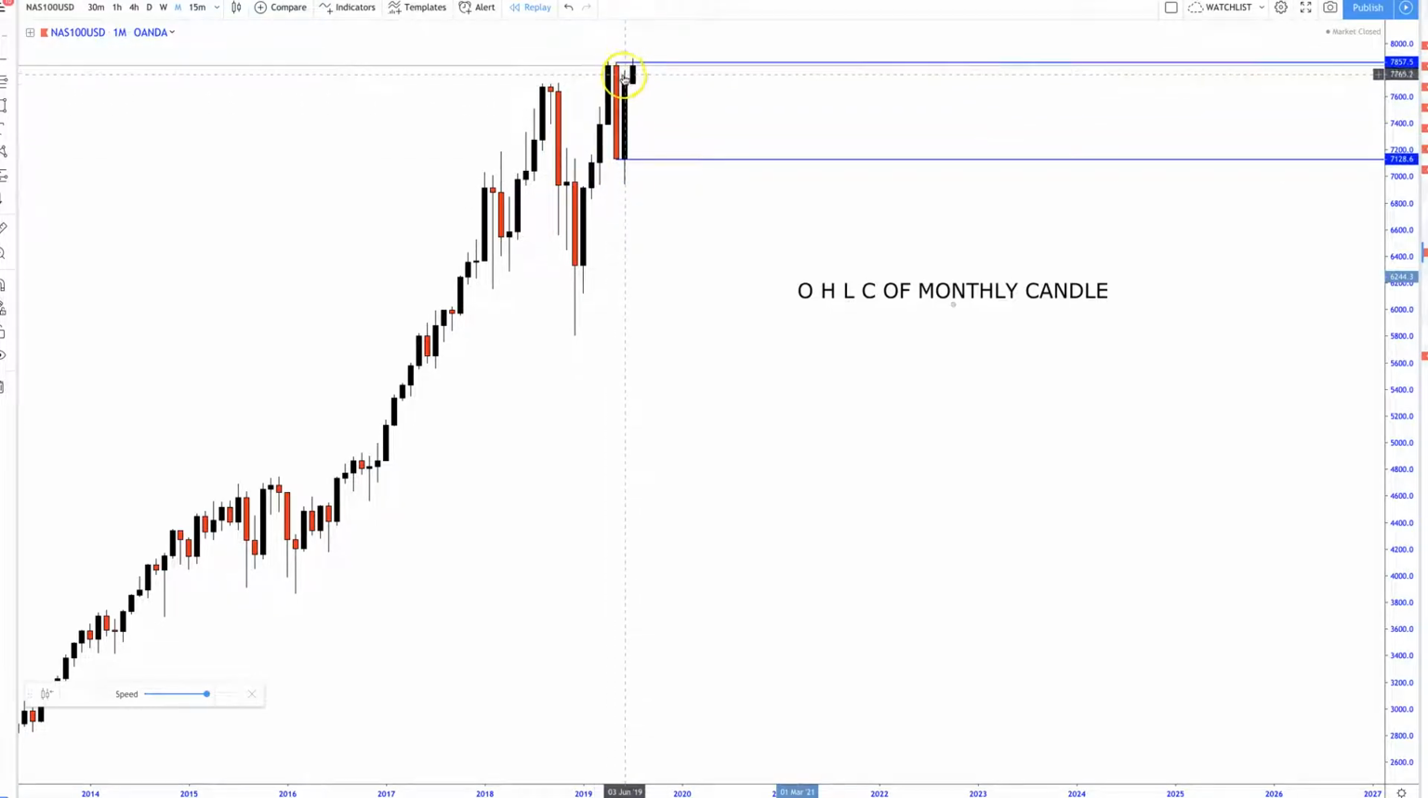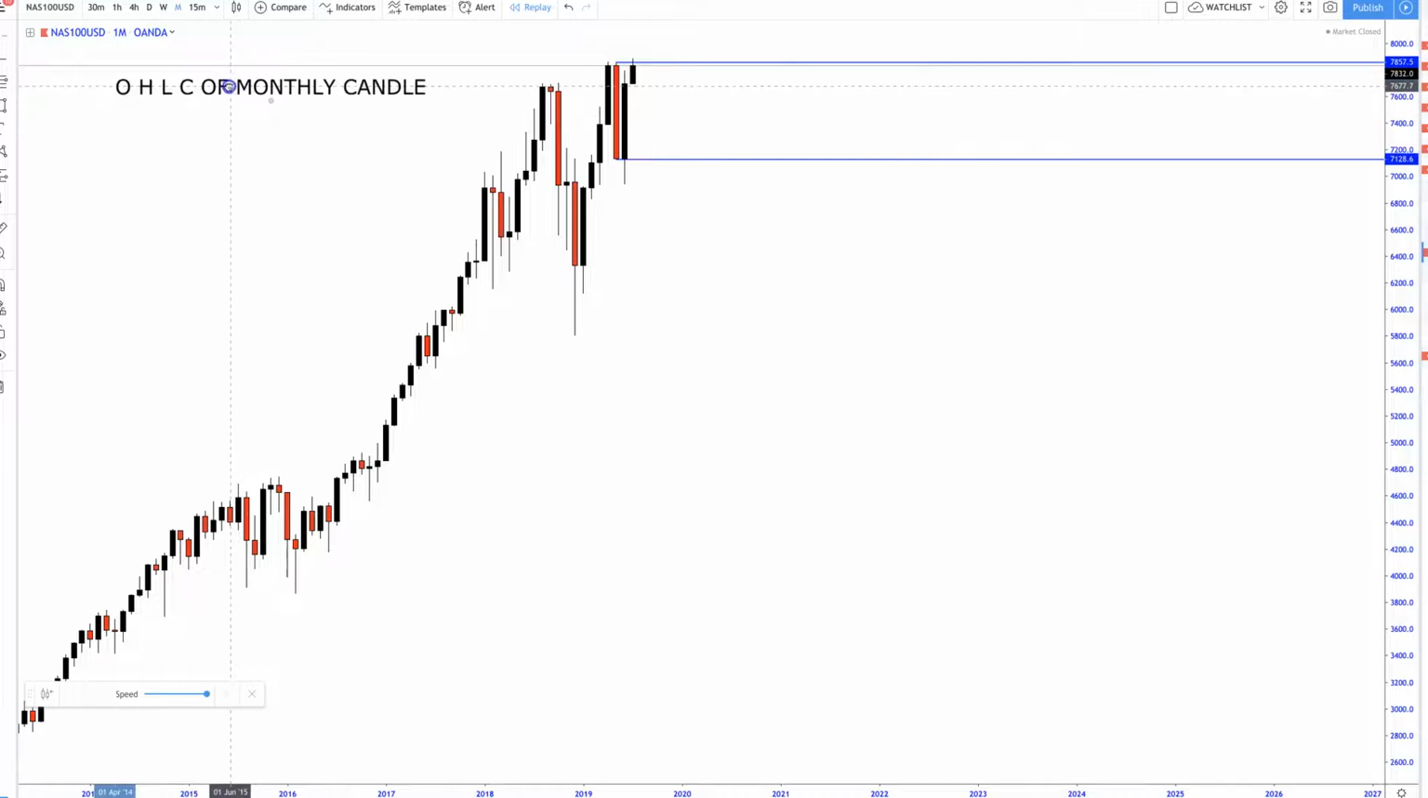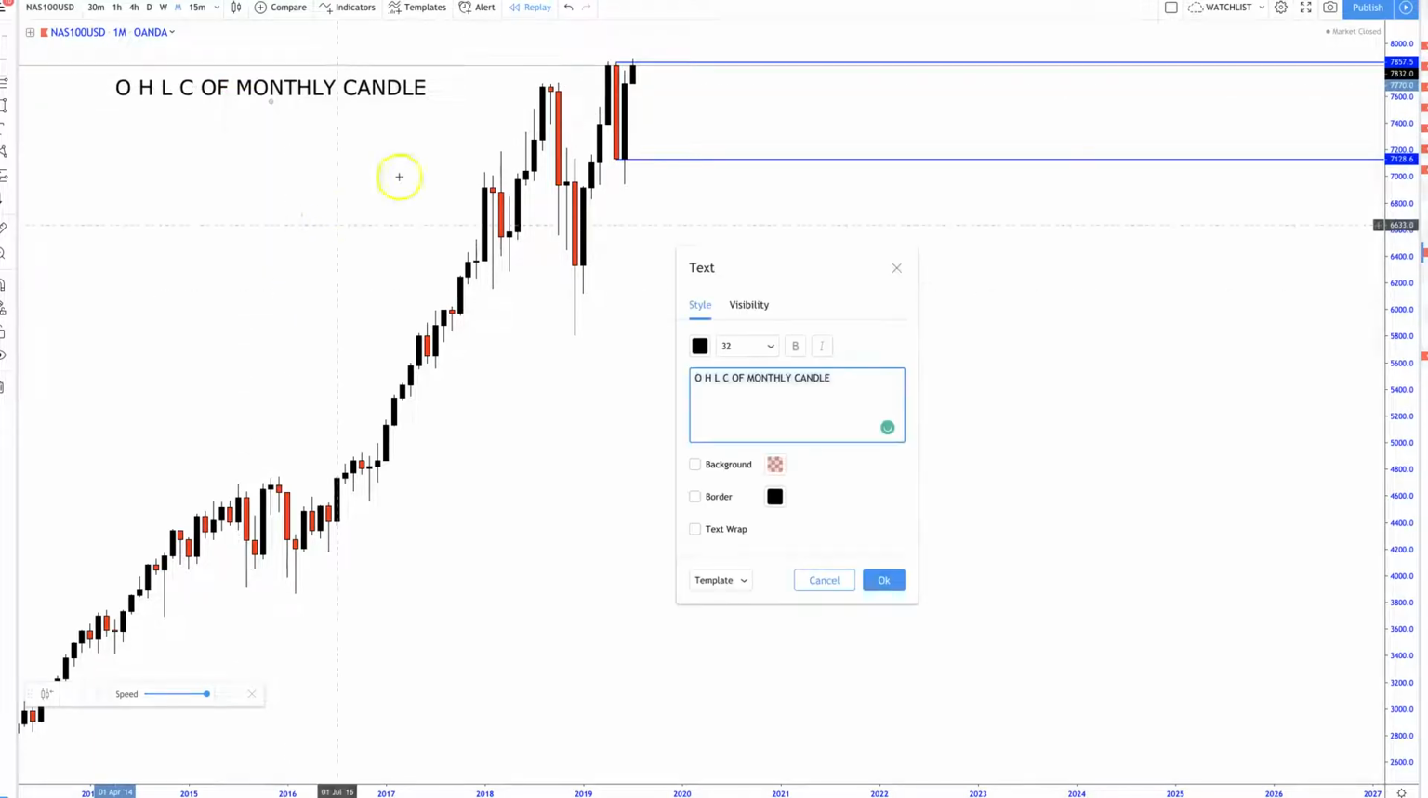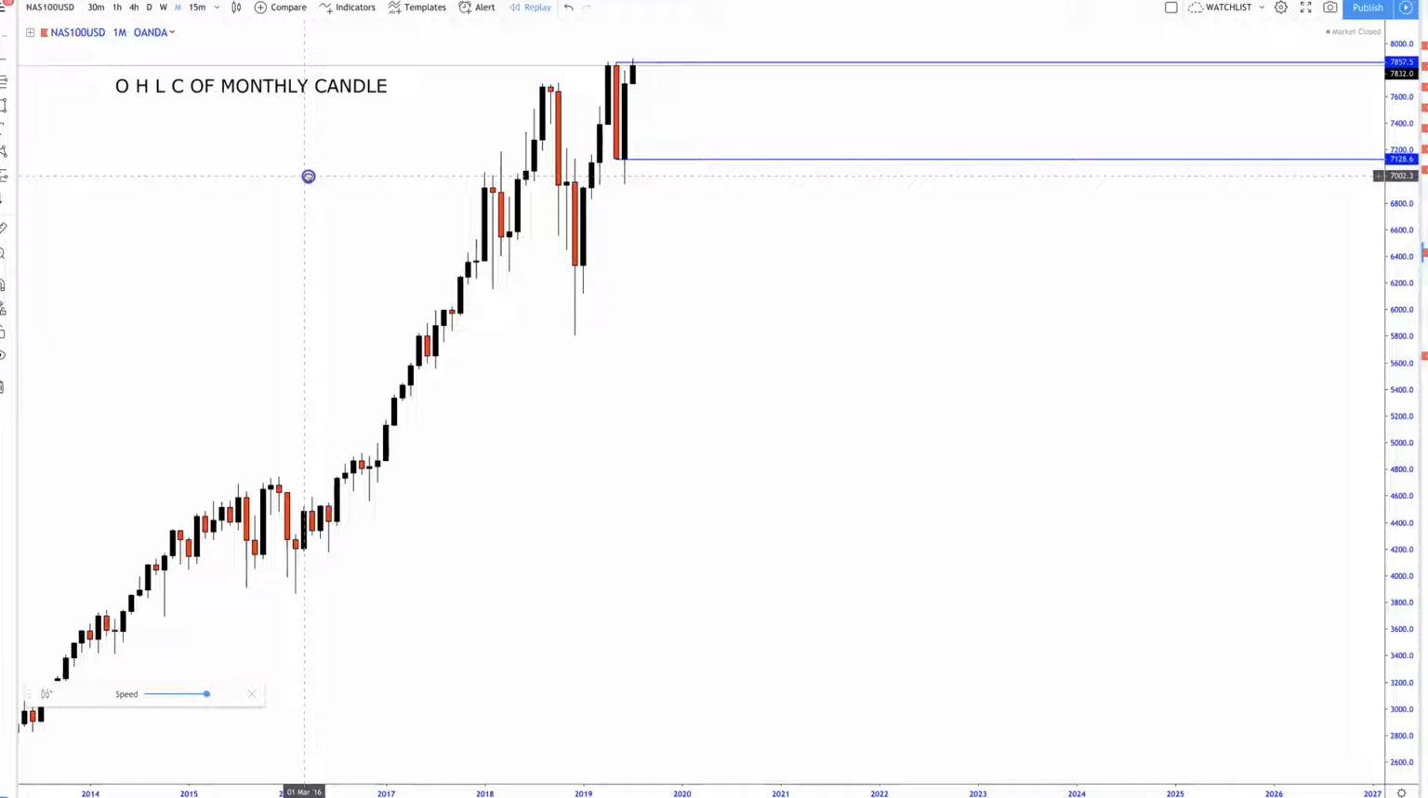So normally you're going to have, for the next example, 1, 2, 3, 4 of these blue lines. But for this example, because we're working backwards, May and June, you can have a blue line and a blue line, because it was a very Marubozu type candle, so there's no real OHLC. So the OHLC of the monthly candle. Put it over here. Make it a bit smaller, in case we add on more notes. So the open, high, low, close of the monthly candle.